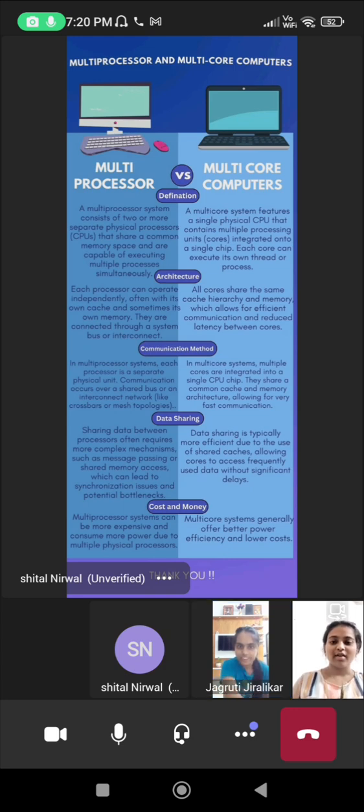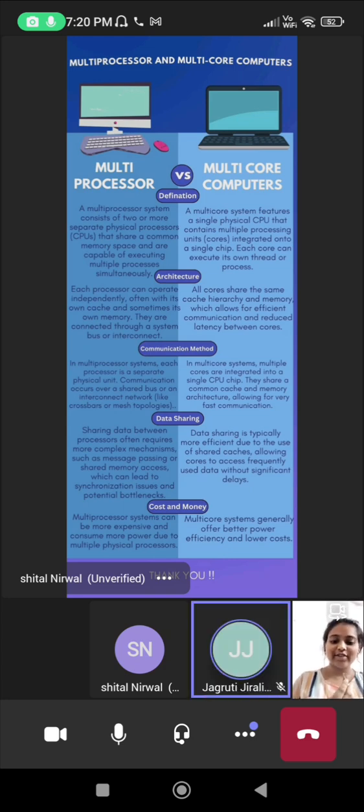Thank you. Hello everyone, my name is Saishwari Korde. My point is multiprocessor and multi-core computer architecture. In a multiprocessor architecture, each processor can operate independently, often with its own cache and sometimes its own memory. They are connected through a system bus or interconnect. In multi-core computers, all cores share the same cache hierarchy and memory, which allows for efficient communication and reduced latency between cores.